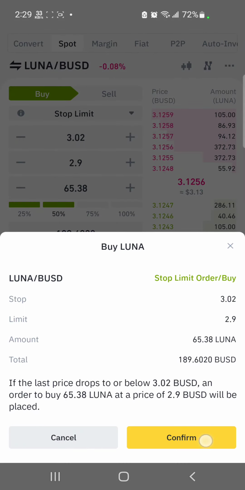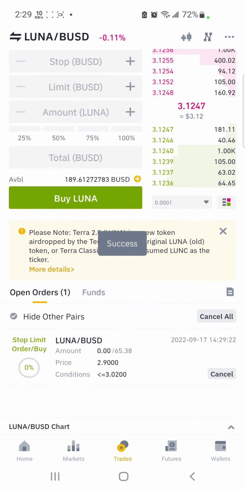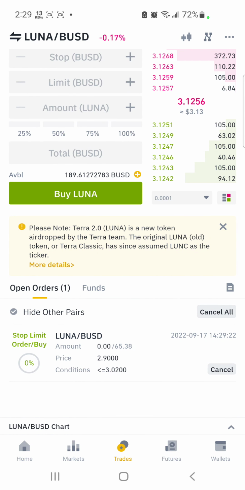So I'm going to hit that. Okay, cool. It says success. So it's just waiting for Luna price to reach my level. Right? So the condition would have been equal to, right, or less than, right? So if it is equal to this or less than this, my $2.09, it will fill at that level. Okay, so that's basically it.